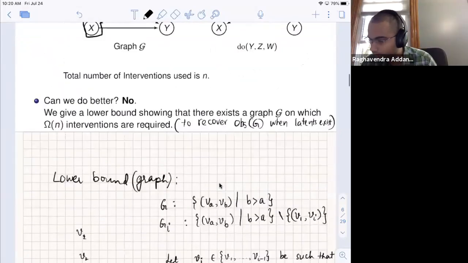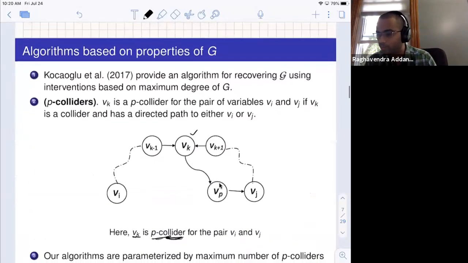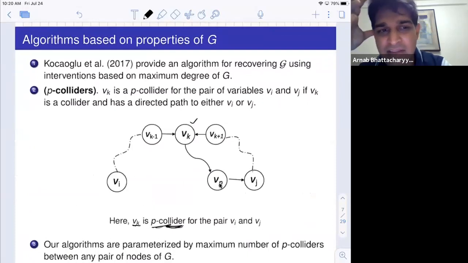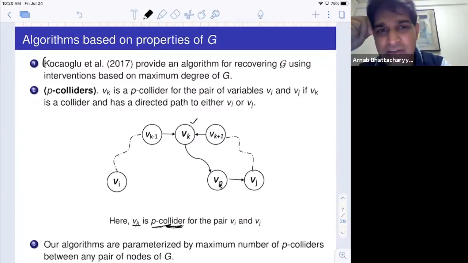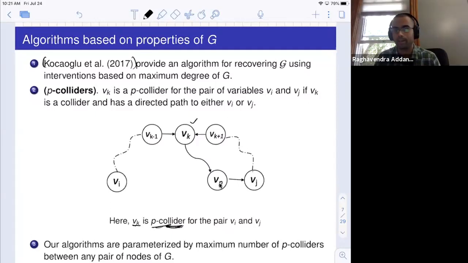I see. You're doing something different, but I think it's also relevant. I guess the lower bound that you have probably will have large in degree, right? The lower bound which has n. Yes, it has order of n degree. The reason I was going over here is that these people have shown that using d squared log n interventions, where d is the maximum degree, one can recover the graph.